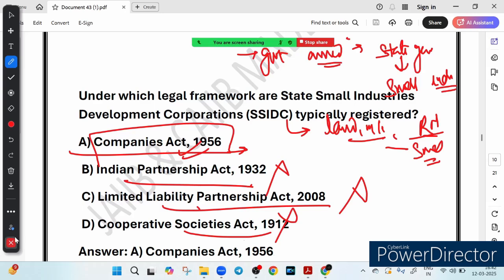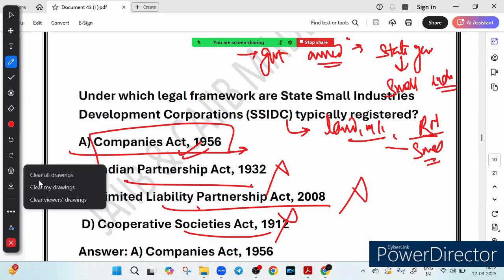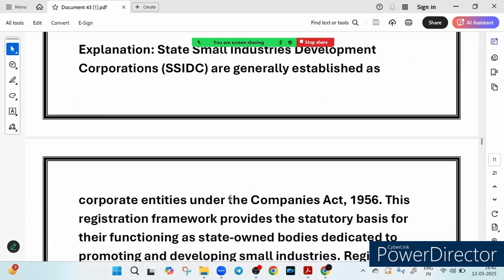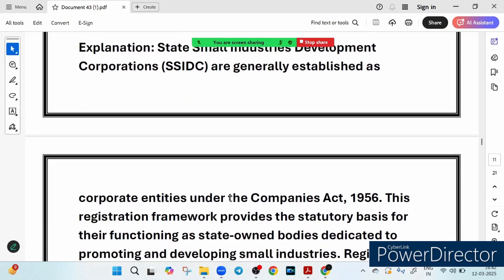So what is the final summary? What we learned from this discussion, let's summarize the facts. SSIDC is a government run organization that promotes small industry. They are registered under the Companies Act, right? The correct answer is option number A. That's it. Now let's look at the next question.